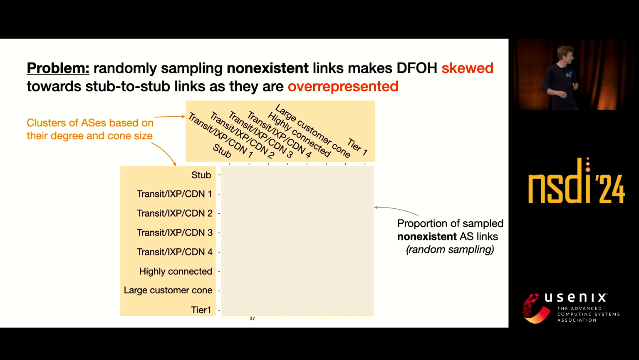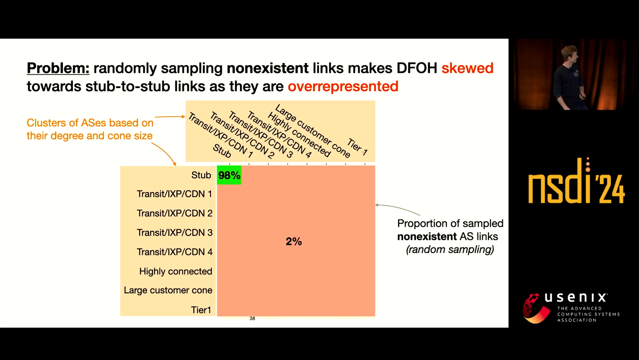So I'm going to illustrate this with this figure. What we did here is we clustered the autonomous systems in different categories based on their degree and their customer cone size. Okay? So we have the tier ones, we have the stubs, we have the ones that are highly connected, and so on and so forth. Okay? And then we sampled a set of non-existent links. And then here I will show you the proportion of sampled links for every category. Okay? So here are the results, and you can see that if we do this, we end up with 98% of the links that actually connect to stub ASes.